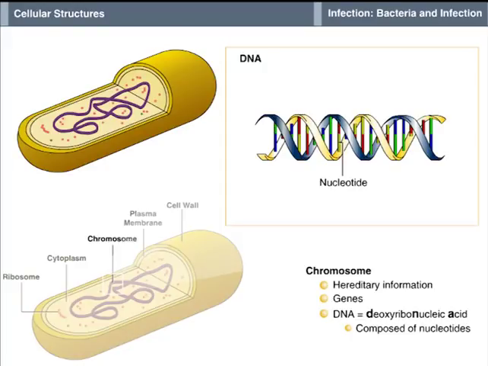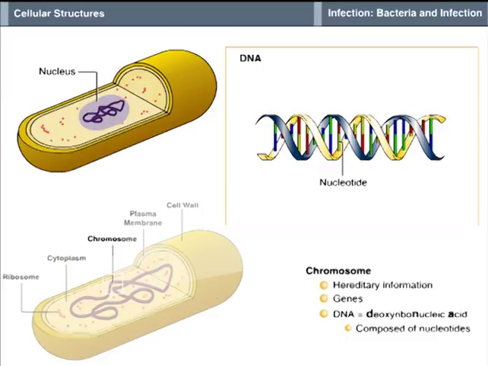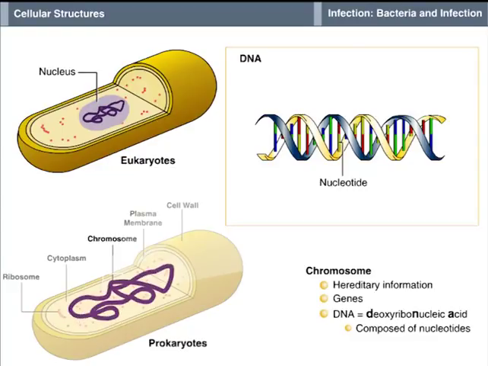In higher organisms, such as humans and plants, chromosomes are enclosed in the cell nucleus. Therefore, these organisms are called eukaryotes. In contrast, bacterial cells are prokaryotes, since they lack the cell nucleus.